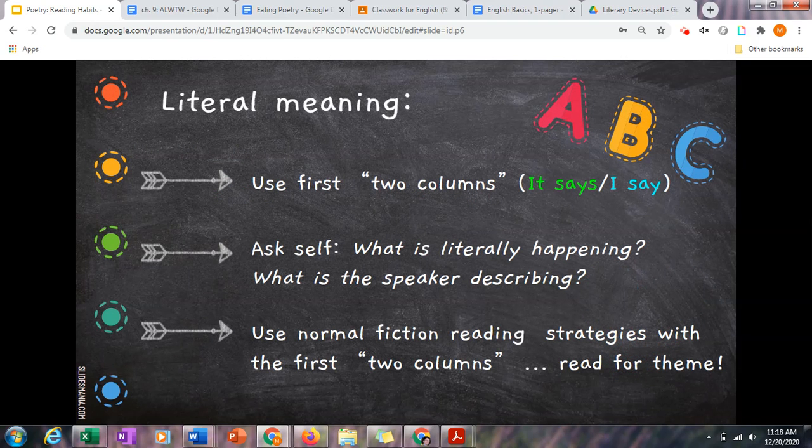Some notes on that. For the first read, you use those first two columns, the ones on the left, the ones you're used to, and ask yourself, what is literally happening? What's the speaker describing? You would use normal fiction reading strategies with those first two columns. Read for theme. So you might write a characterization note or a conflict note. Use those two columns the way you were already used to using them in class.